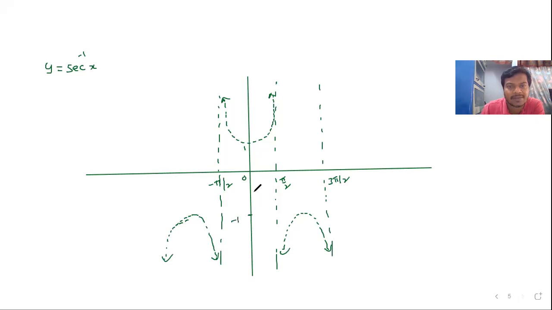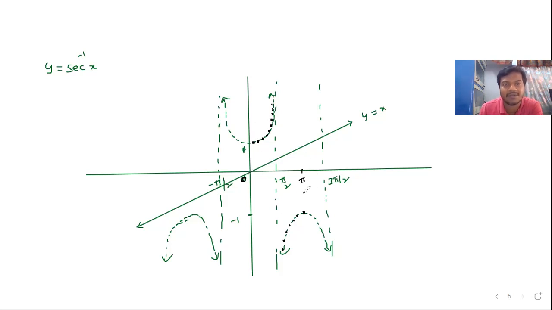Clearly here it is minus 1 and here it is 1. Now we have to select the symmetric graph about y equal to x, where the graph of y equal to secant x is bijective, right? First, the bijective part I am going to select: this part and this part, from 0 to pi.